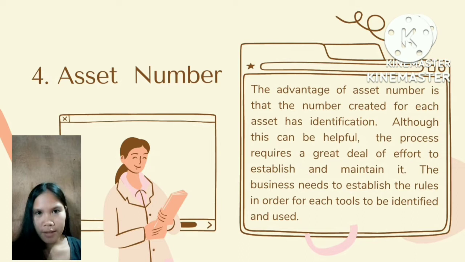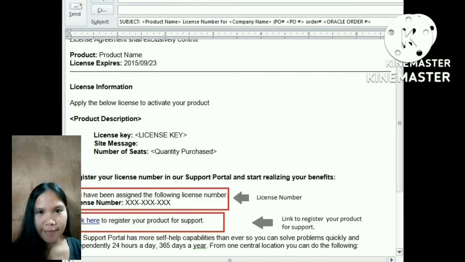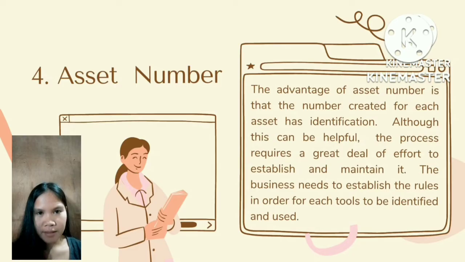Asset number, on the other hand, although this can be very useful, especially in a large business, requires a great deal of effort to establish and maintain. The business needs to establish the rules that identify the asset, and each of the tools needs to be so identified before it can be used. Some businesses will attach their own asset or serial number. The advantage of this is that the number created for each asset has identification within the number. In some cases, stickers can be attached to the inside of the assets, but in others, the number can be attached on the chassis or body of the device.